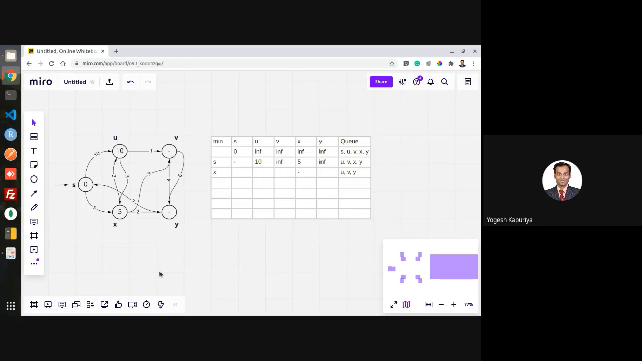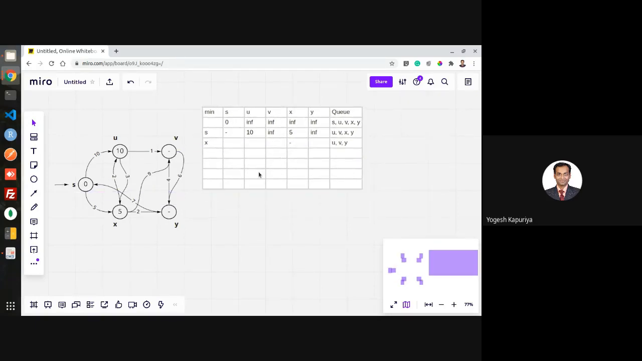Relax all the edges which are leaving X. So how many edges are leaving X? There is XY, another is XV, another is XU. Okay, so let us consider one by one. XY. What is the weight of X? It is 5. What is the weight of Y? Infinity. What is the weight of XY? It is 2. So this is 5 plus 2, that turns out to be 7. 7 is less than infinity, so that's why this will be changed.